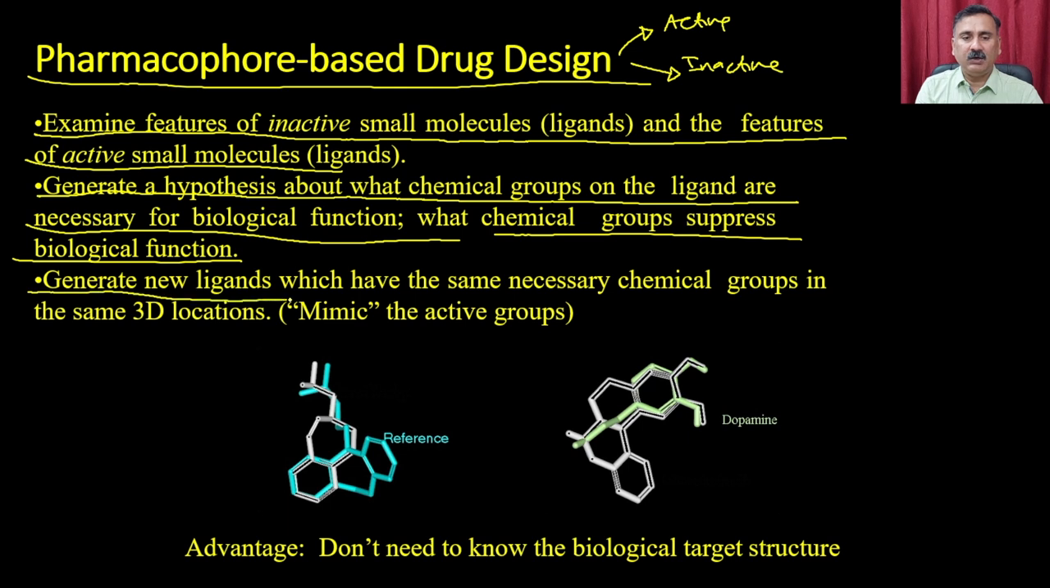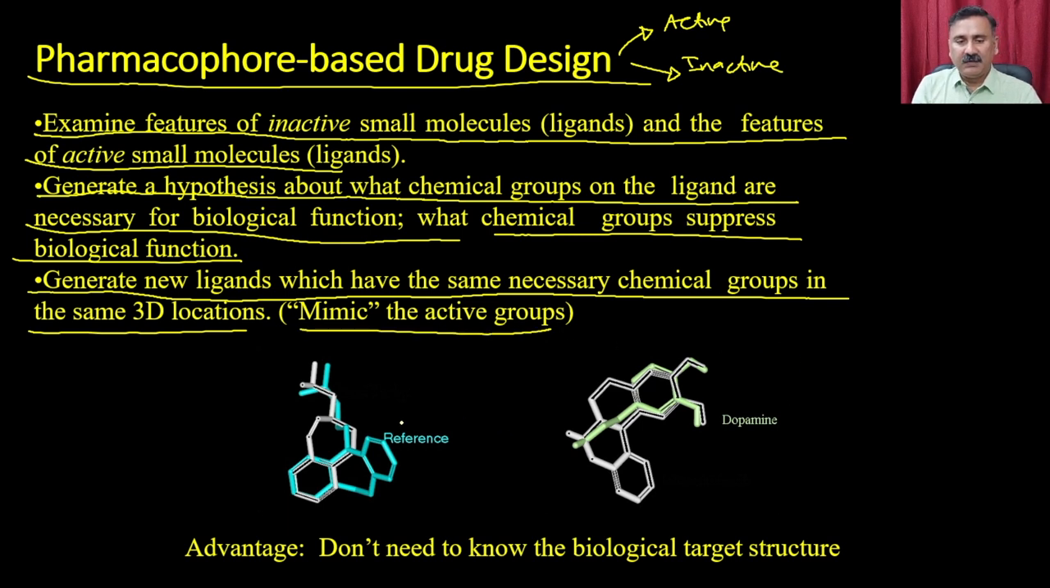And then you generate the new ligand which has the same necessary groups in the same 3D locations, or you mimic the active groups. So this is the reference group and this is the target ligand you want to design. You have to keep the active groups intact and change the other groups, and that's how you can design the new molecules.